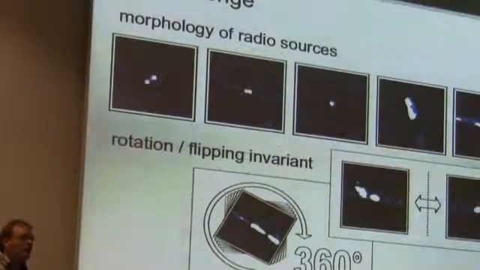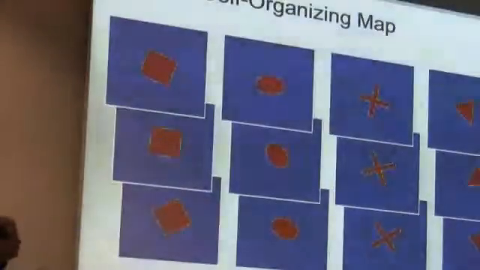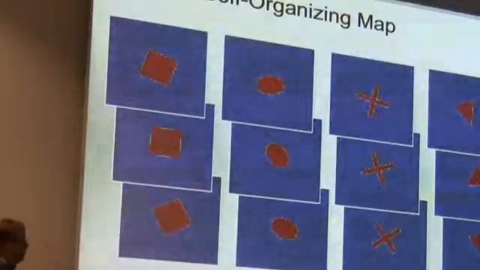And how do you make Euclidean distance rotation invariant? You do it exactly like my daughter does it. You just try all combinations. That's how we learned our models in our brain. We tried a lot of combinations, and now we know, just by looking at it, I have to turn in that direction. And so you just calculate the pixel-based Euclidean distance for all possible rotations and find the best matching angle, just by minimizing the results. That is a very compute-intensive task, but you can do it easily on GPUs nowadays.